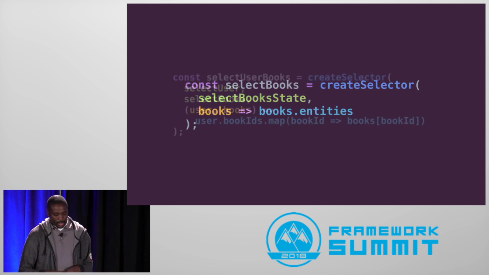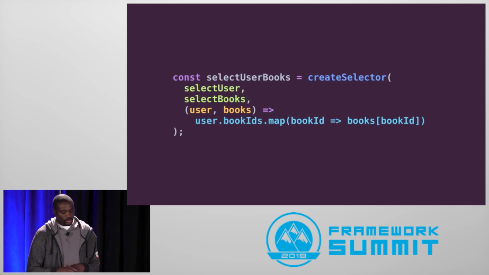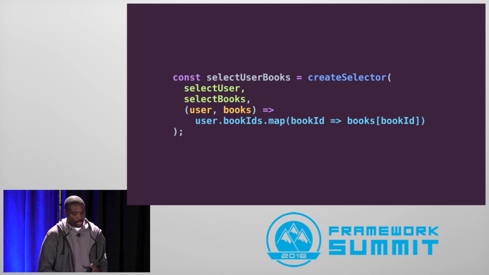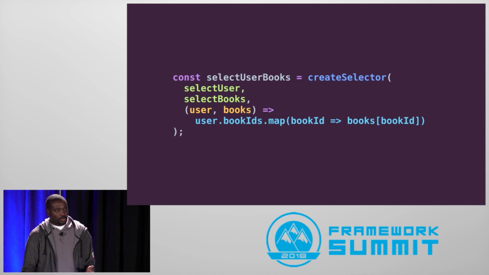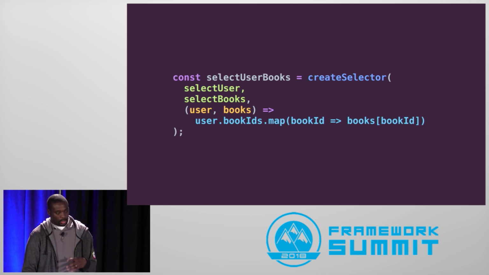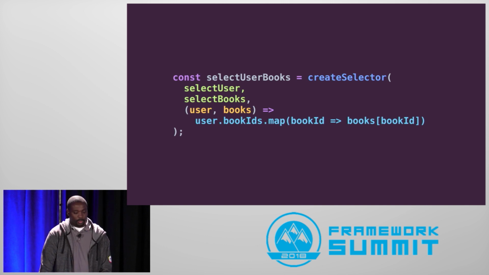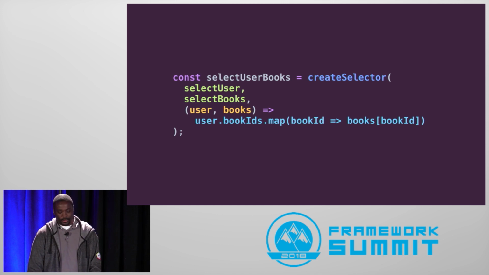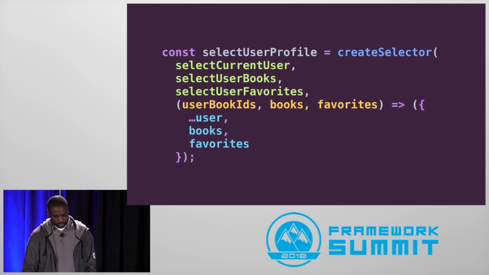So now we can combine those two selectors together to form a new data model. We take the user's book IDs and the books, and we map over each one of the book IDs and return the related book for that information. These data sets don't have to be stored together, but like I said, we have derived a new set of state to consume.